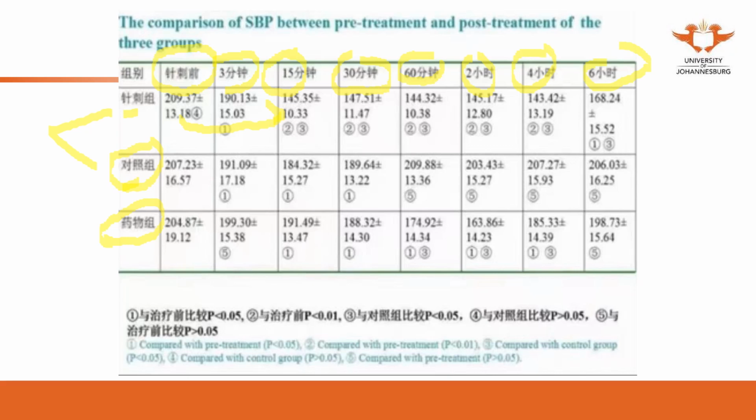As you can see from this research, the blood pressure starts to pick up after 6 hours. That's why we need to conduct the second treatment here. So for this situation, acupuncture treatment needs to be done twice a day. And then you can maintain. So this is also another issue. That's why we need to maintain the frequency of the acupuncture treatments.